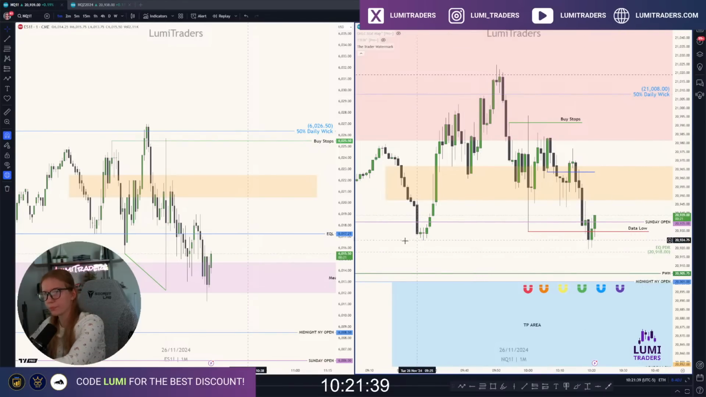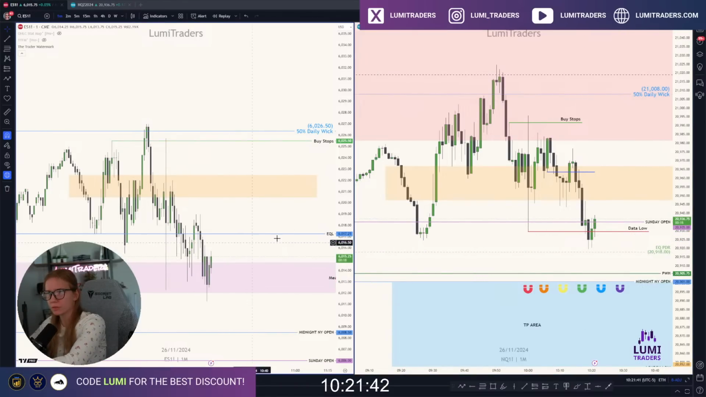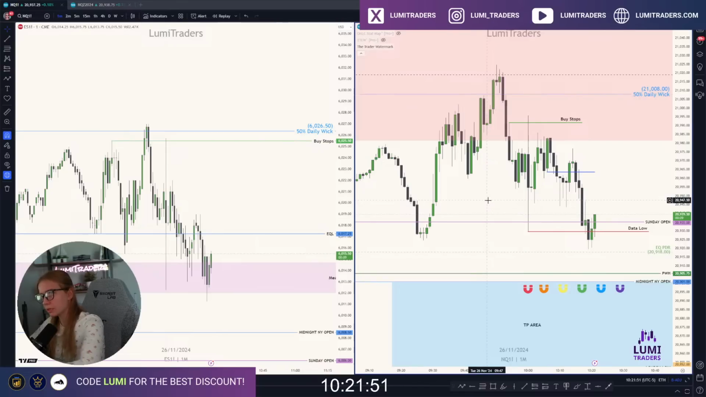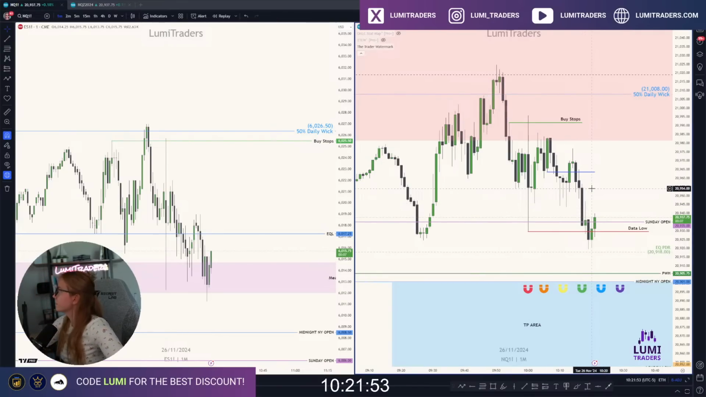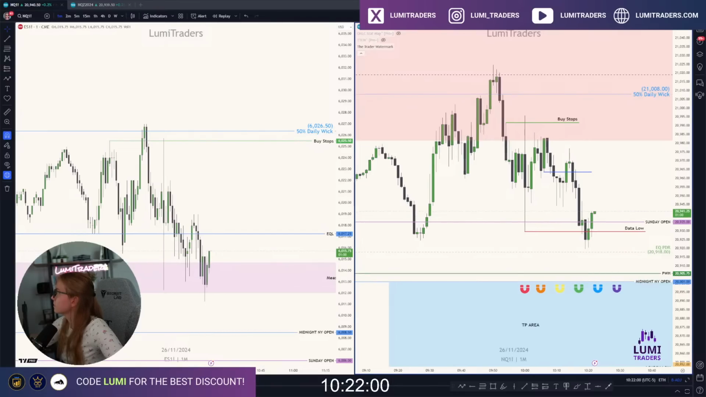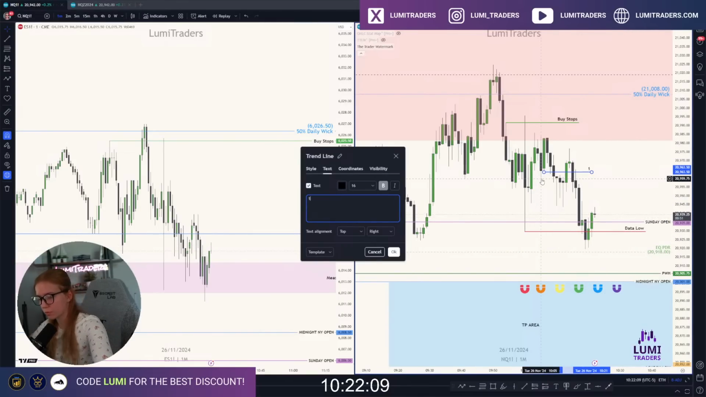Let me delete this. Hate to have lots of drawings on my chart. It's always annoying. No, I did not take any trades yet, guys, today. So far, solid reaction from this data low. Nice. It was a 1 minute change in the state of delivery.